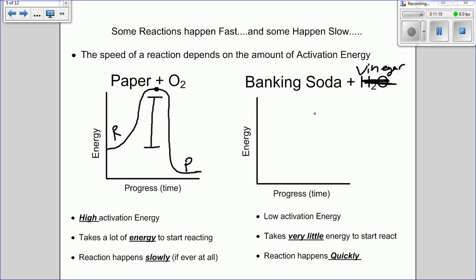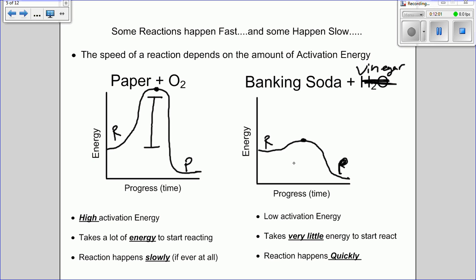Now on the other hand, we have baking soda with vinegar. Now baking soda and vinegar, I can mix the two together and the reaction will happen instantaneously. Why? Well, unlike paper and oxygen, baking soda and vinegar have a very short or low activation energy. So the reactants are here and your products are here. And in order for the reactants to get to your products, there's only a very short hill.